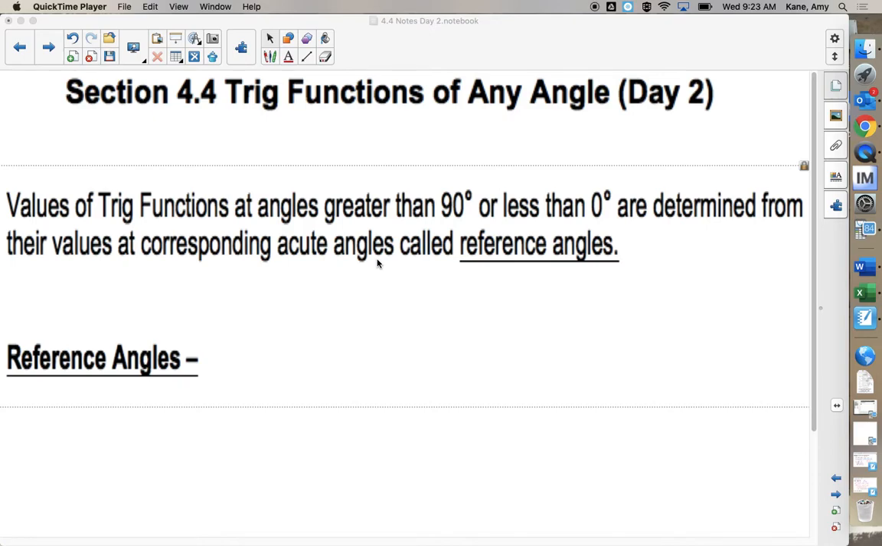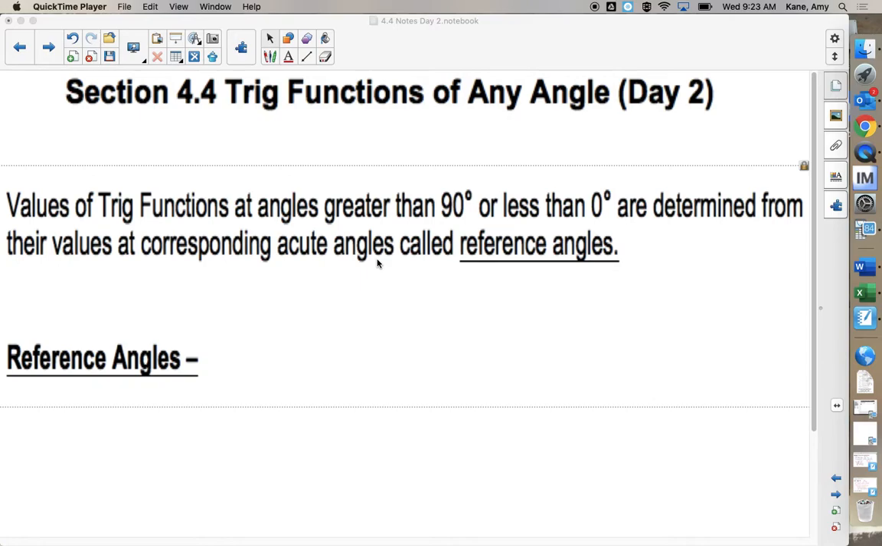So all of section 4.4 is finding values for any angle. So that's really what 4.4 is kind of talking about. And this part here, talking about a reference angle, it says values of trig functions at angles greater than 90 or less than 0 are determined using the values at corresponding acute angles called reference angles, which is kind of what we did when we looked at the unit circle. We just didn't give them a formalized name.